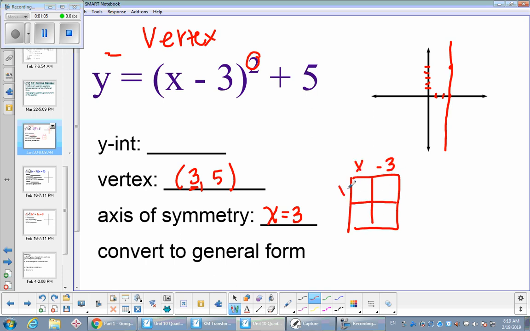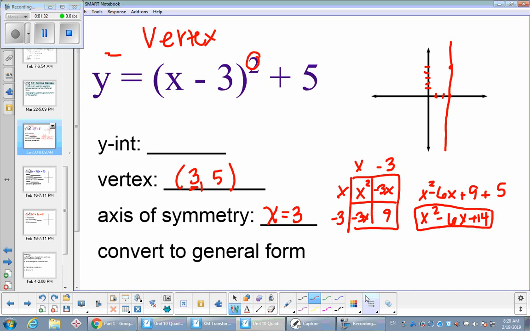So x minus 3 squared is just x minus 3 times x minus 3. So we get x squared, negative 3x, negative 3x, and 9. So far I have x squared minus 6x plus 9. All right, and then I don't have anything in front, but I still have the plus 5 outside. So my final general form is x squared minus 6x plus 14.